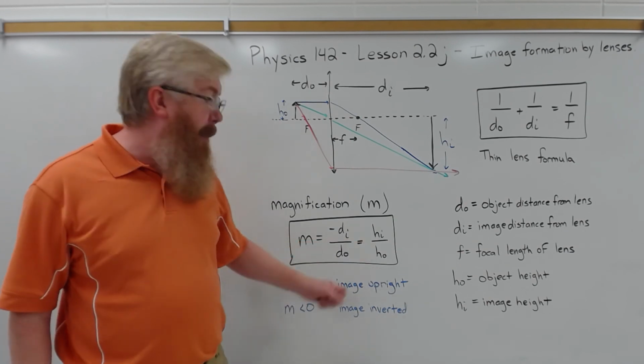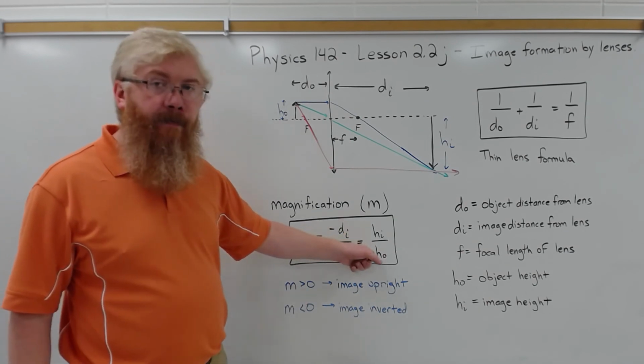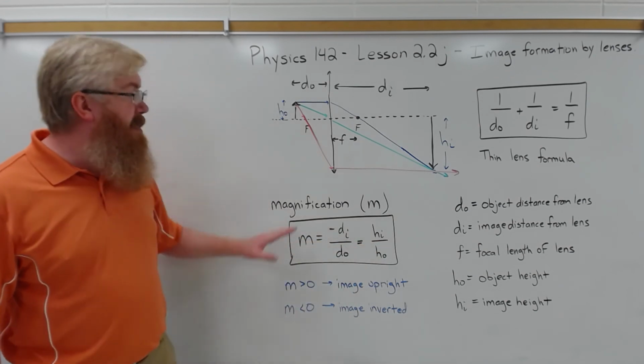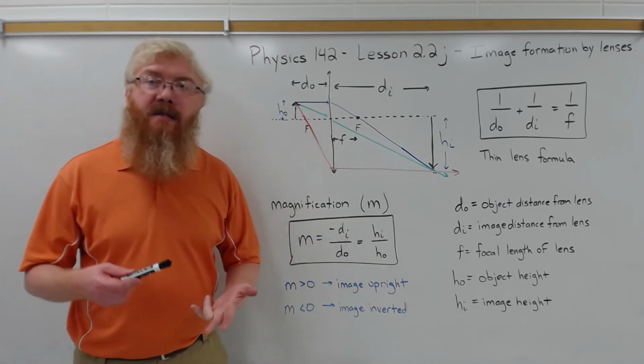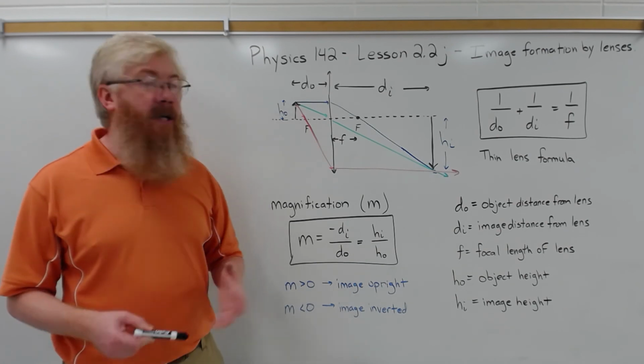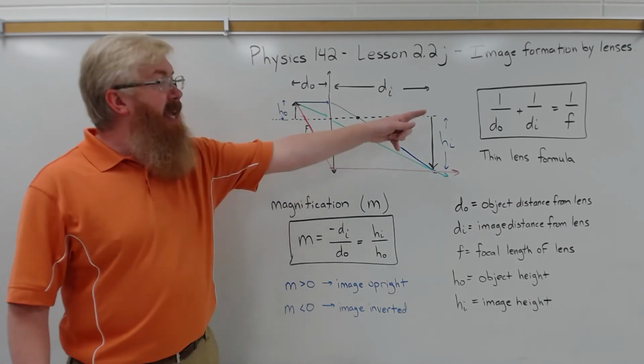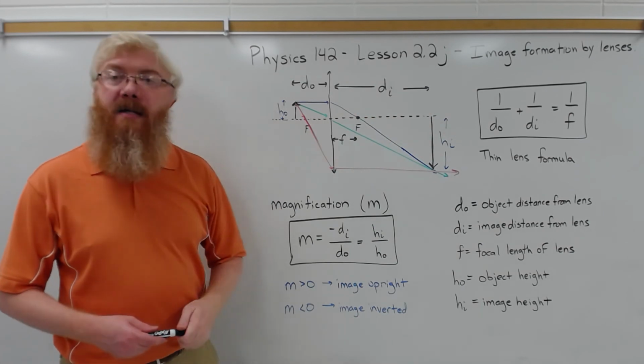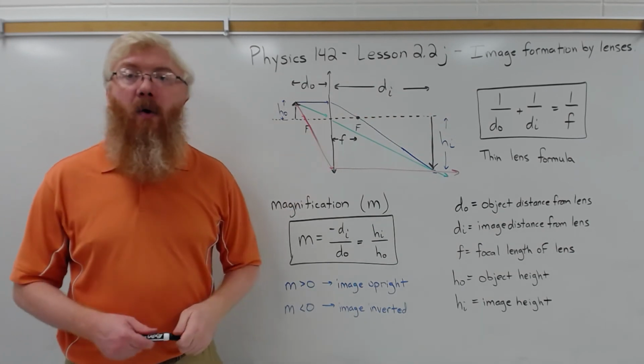the object is height-wise. So using all of these things together, you can calculate what the image distance is, what the magnification is, and what the change in height of an image is compared to its object, if I give you the focal length and the object distance for a converging or a diverging lens.